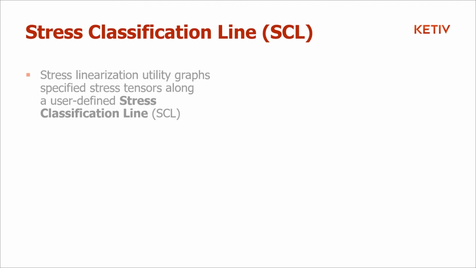Now, the stress linearization utility graphs, as we mentioned, the specified stress tensors along what is called a stress classification line. Now, this stress classification line is user-defined, and it is a straight line that runs from the inside to the outside of the vessel.